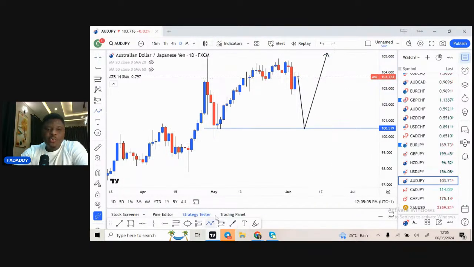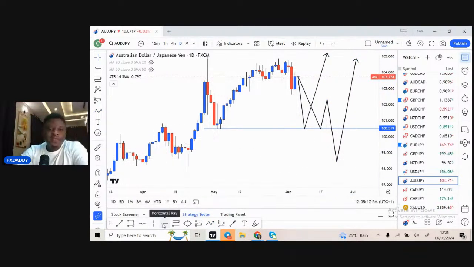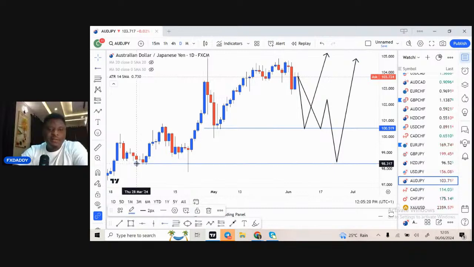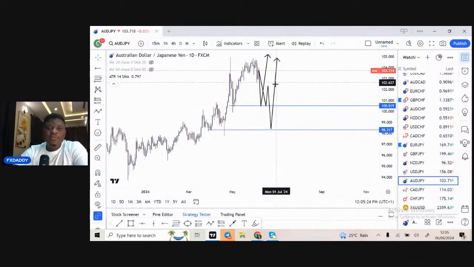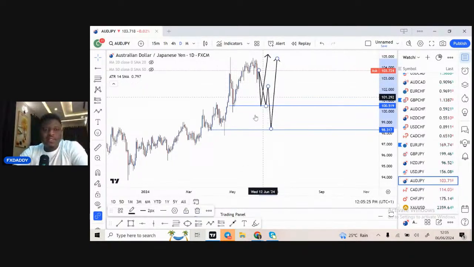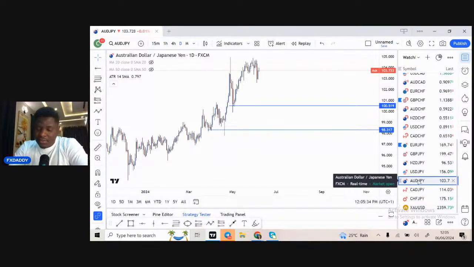Okay, or we might also see something like this happen, then break to this level and then rally from this one. So either way, any of these liquidity blocks are most likely to be liquidated before we get a move to the upside. All right, so that's my analysis on AUDJPY. We have a short sale going to happen on AUDJPY, then the market would rally from there.